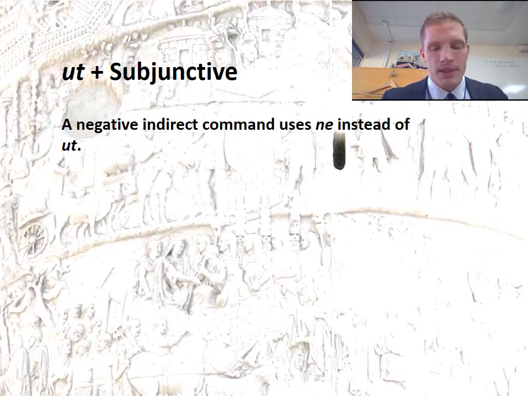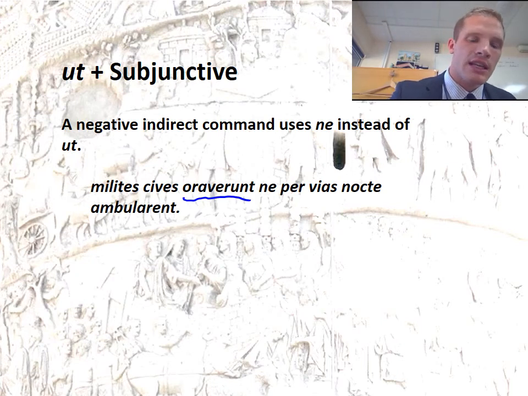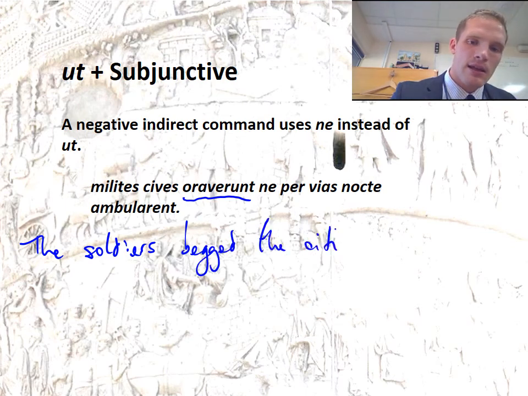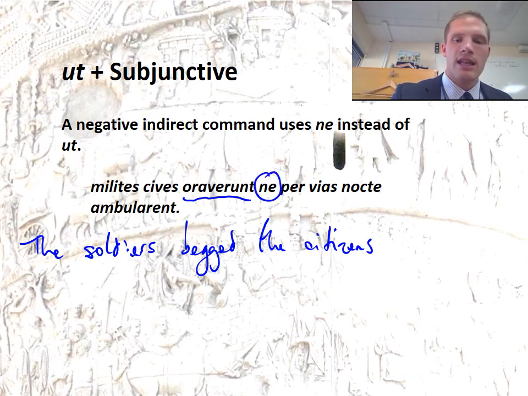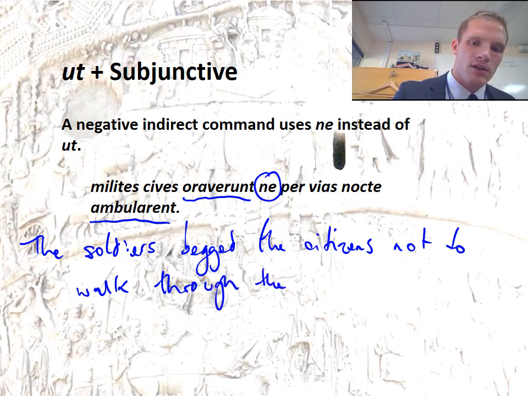Now, the last, but by no means least, negative indirect commands. They are going to be introduced not by ut, but this time by ne instead. So for example, we have milites cives oraverunt ne per vias nocte ambularent. This time we can see oraverunt is our verb of ordering. So milites oraverunt cives: the soldiers begged the citizens. And this time we don't have an ut, we have a ne instead. So they're begging them not to do something, and they're begging them not to walk. Where? Through the streets at night, per vias nocte.